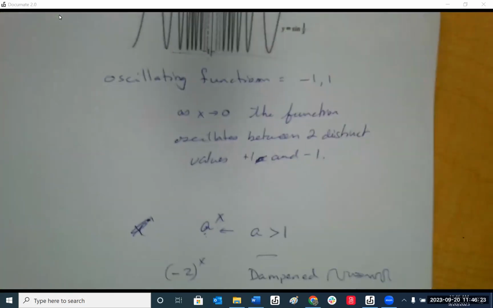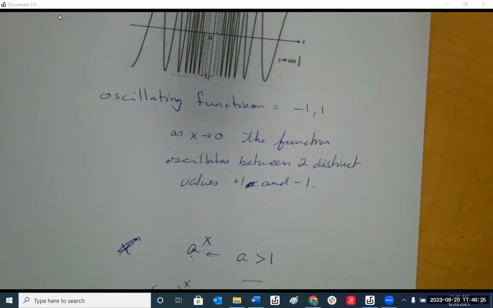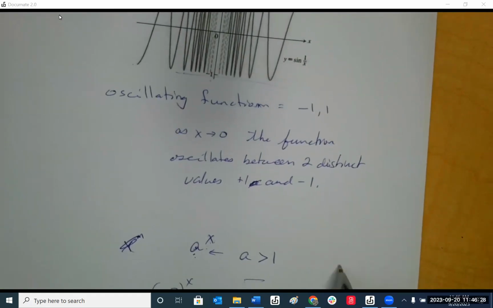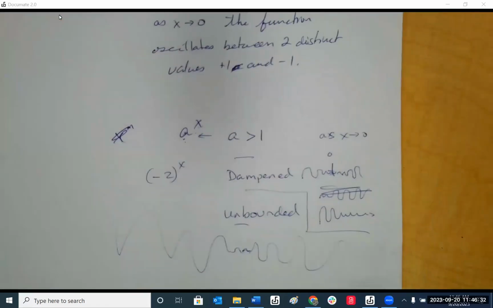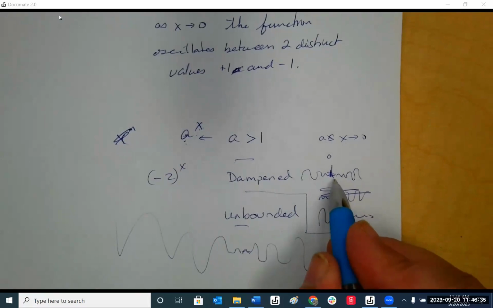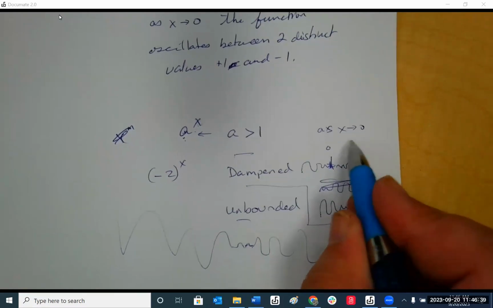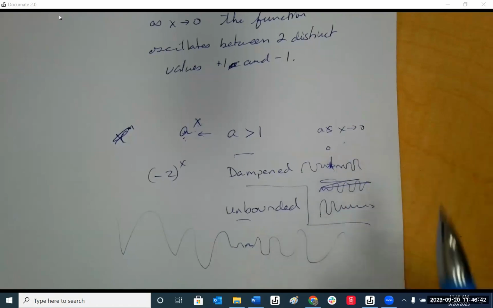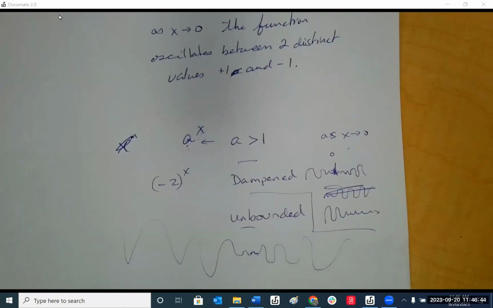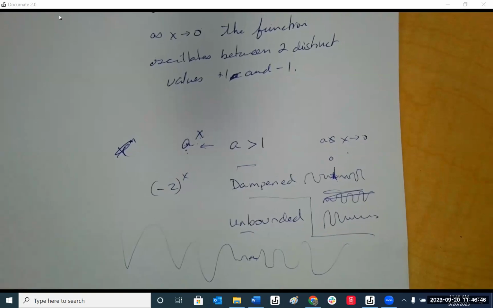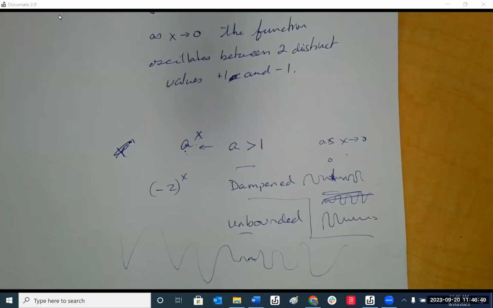The dampened one, yes, because if this is 0, as x approaches 0, if it's going towards the dampening, it's going to be a solution. If it's going away from it, as x goes to infinity, it's now an unbounded oscillation. So a dampened one is really just a composition of an unbounded one that has restrictors on it.